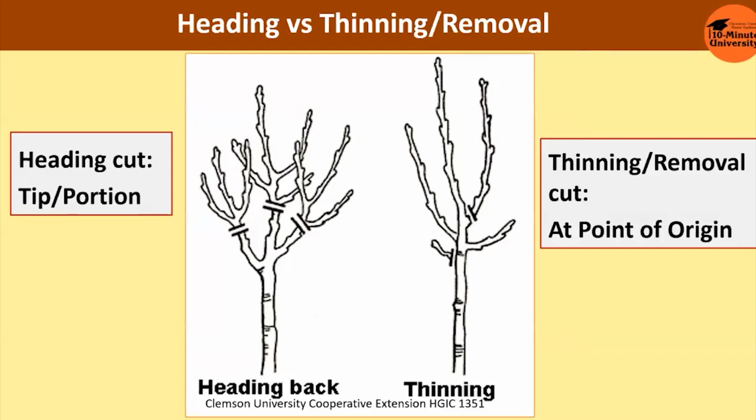Keeping in mind how apical dominance works, let's look at two main pruning cuts. Heading cuts remove the tip or a portion of a branch, and thinning cuts, also called removal cuts, remove a branch by cutting at the point of its origin. So when we make a heading cut, we remove the terminal buds and all the hormone associated with it. And this allows the latent buds down below to develop. And as a result, we get a bushier plant. A thinning cut will open up the plant.